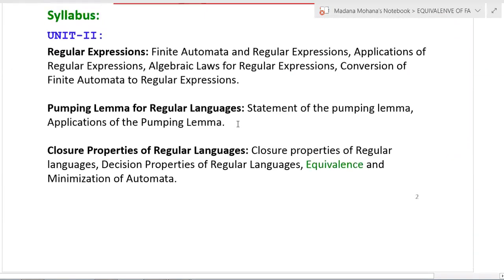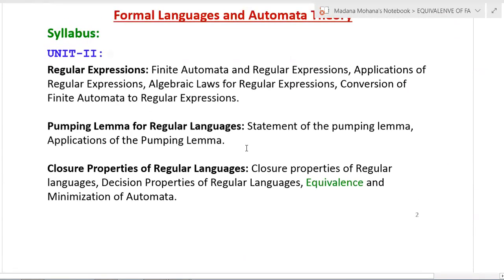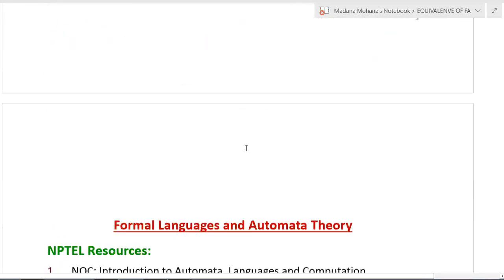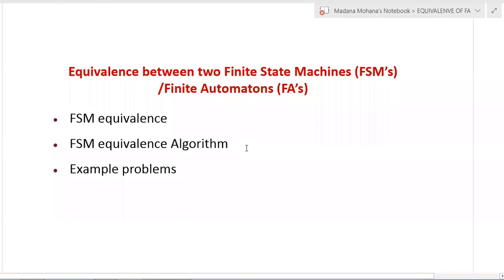So till now we discussed various topics related to finite automata, various types of finite automata, then regular expressions, then various forms of regular expressions, then converting regular expressions to automata, then automata to regular expressions. Various problems were also discussed. Till now, we didn't focus on the equivalence of two automata. So in this lecture, we will discuss the equivalence between two finite state machines or finite automata.